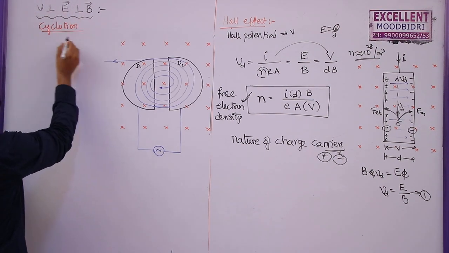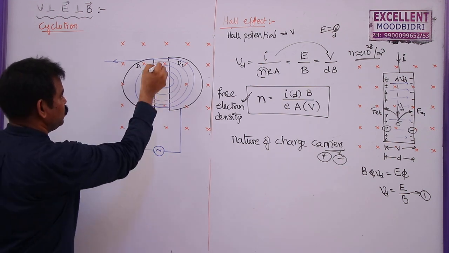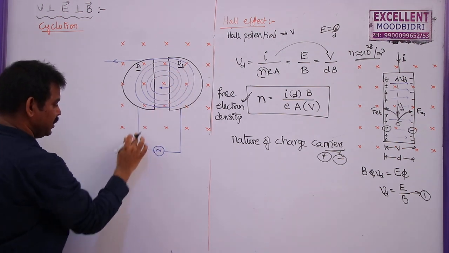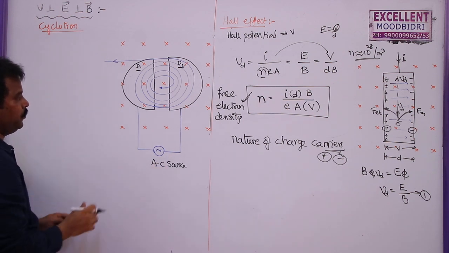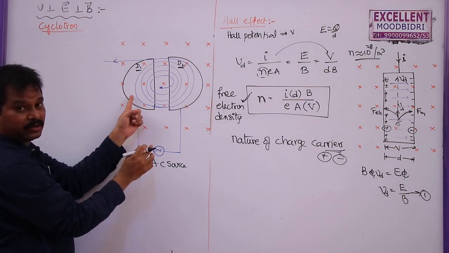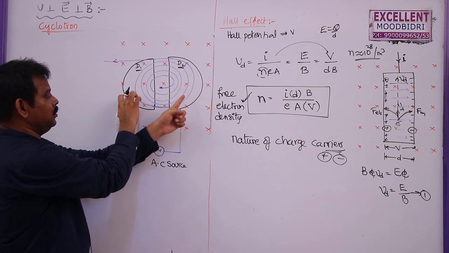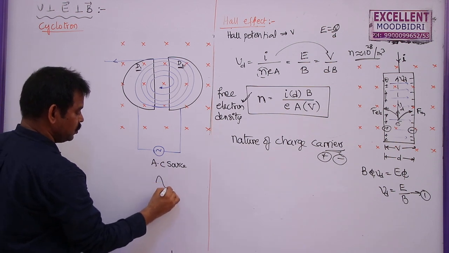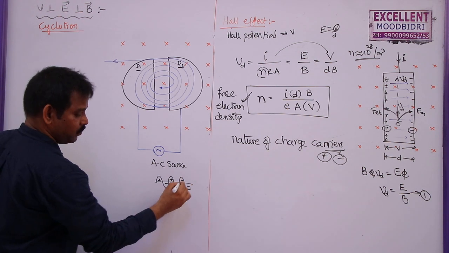The next concept is the cyclotron. Here the cyclotron consists of two Ds, two metallic boxes known as D1 and D2, connected to an AC source. So frequently, if one plate is maintained at positive potential, the other will be negative, and within a fraction of a second the polarities will change here. So why? Because we know in an AC source, the voltage changes from positive to negative frequently.